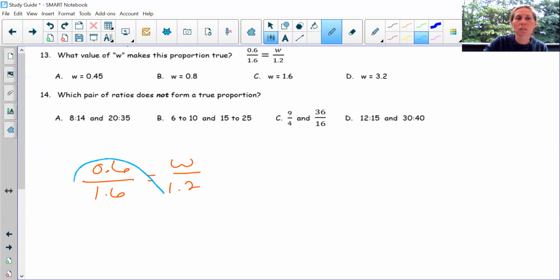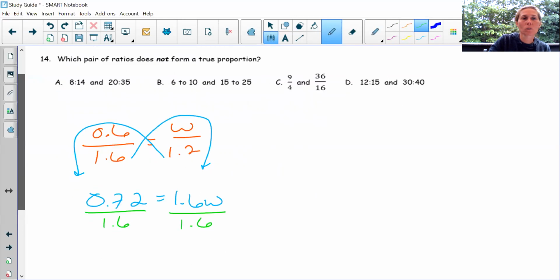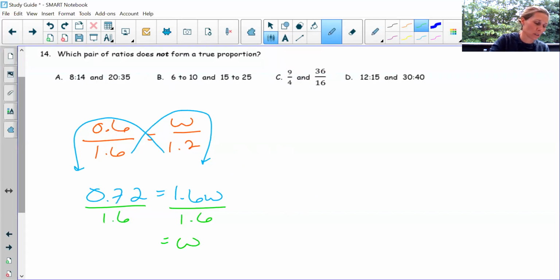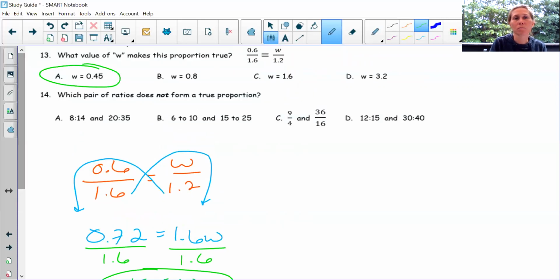1 and 2/10 times 6/10. Let's do it. 1 and 2/10 times 6/10 gives me 72 hundredths equals 1 and 6/10 times W, or 1 and 6/10 W. Now we're going to divide both sides by 1 and 6/10. Let me scroll down. So W equals, let's see, 7200s divided by 1 6/10 gives me 4500s. So W equals 4500s, which is A.